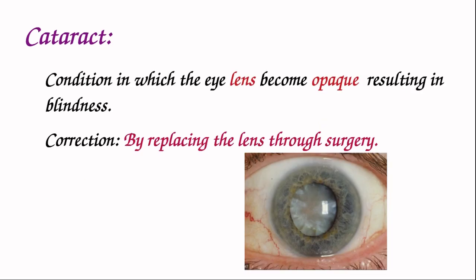Then another one is cataract. You all may be familiar with this condition. Mostly the old people will be affected by this condition, and sometimes the youth will also be affected, but very rarely. It's a condition in which the eye lens becomes opaque, resulting in blindness. It is due to the deposition of a protein on the lens, and the lens becomes opaque. It cannot allow light to pass through it, and so it will cause blindness.